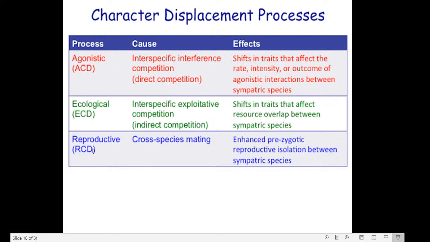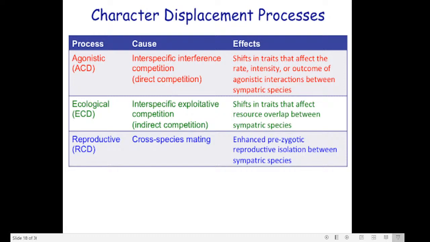These processes are called agonistic, ecological and reproductive. In the agonistic, there is interspecific interaction and competition. This is the direct competition. This direct competition causes a shift and affects the rate, intensity and outcome of the agonistic interaction between the sympatric species. There is also competition within the same species, which affects the reproduction rate and the population rate. The intensity means the population.